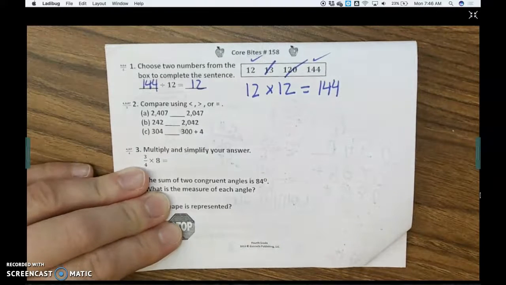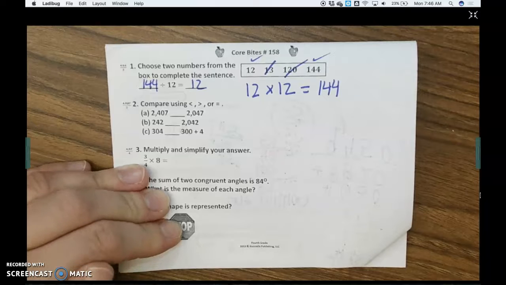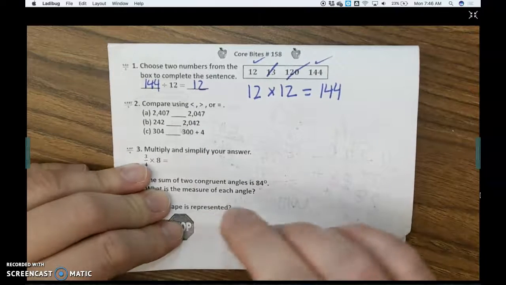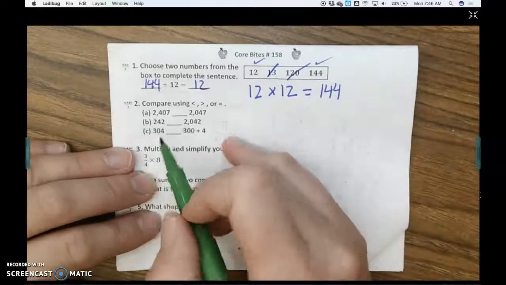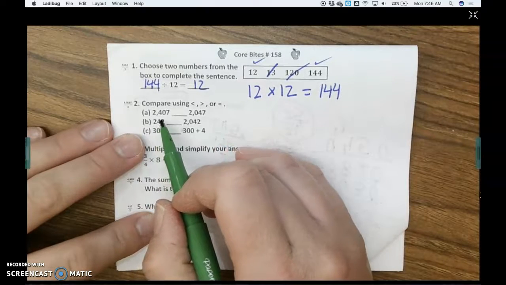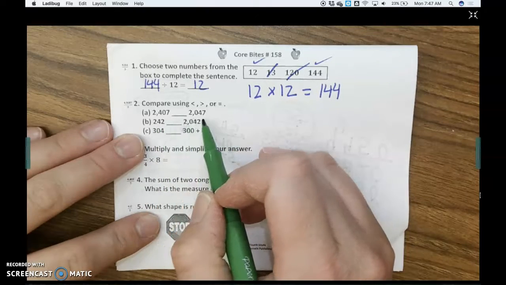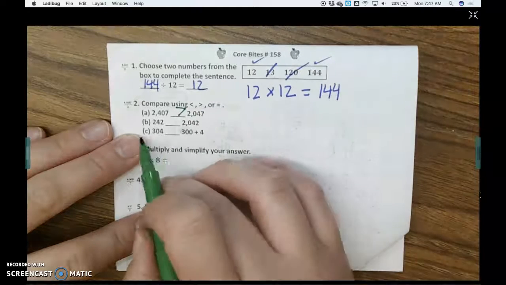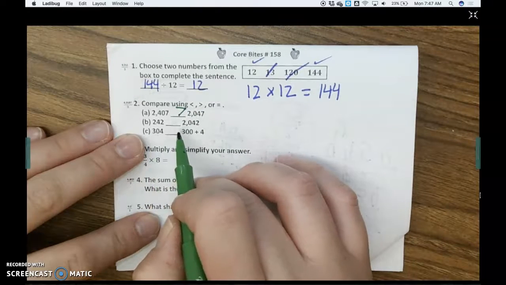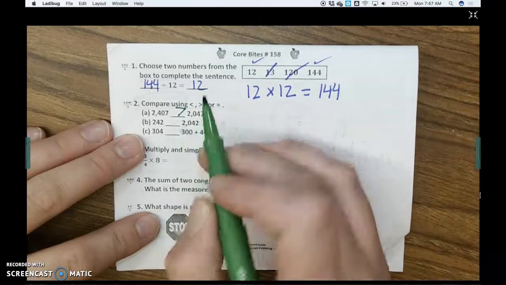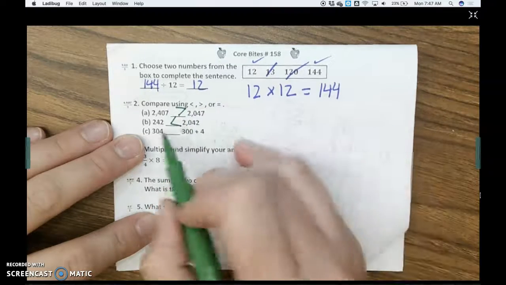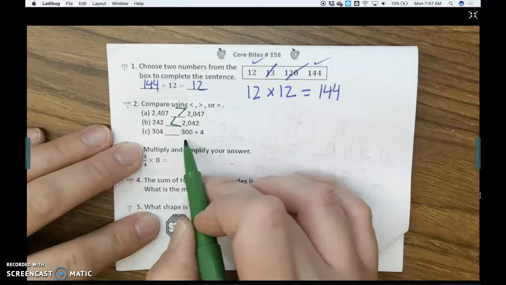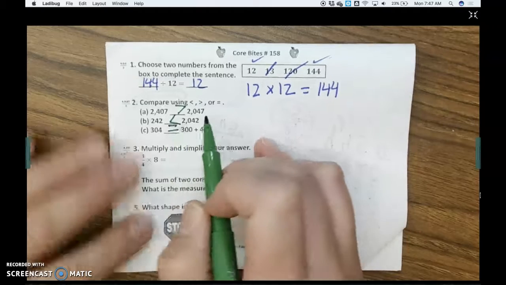For the next one, we are comparing and contrasting using greater than, less than, or equal to. So we have 2,407 compared to 2,047. This number is actually larger, so you'd say greater than. 2,042 compared to 2,402: 2,402 is greater, so this is less than. And then 300 plus 4 and 304 are equal because those are the same thing.